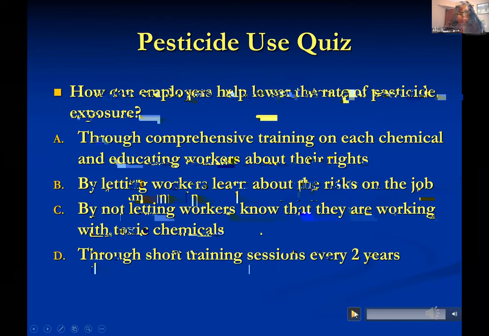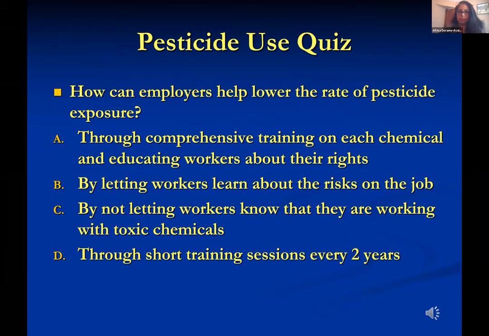Next question. How can employers help lower the rate of pesticide exposures? A, through comprehensive training on each chemical and educating workers about their rights. B, by letting workers learn about the risks on the job. C, by not letting workers know that they are working with toxic chemicals. Or D, through short training sessions every 2 years? And the answer is A.